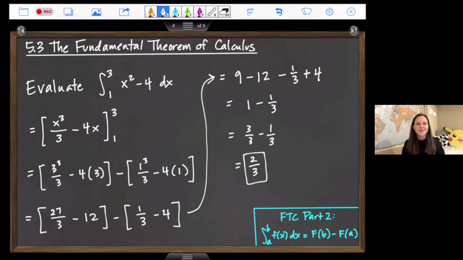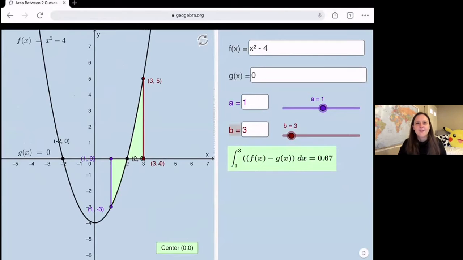All right, let's go check our answer over on the applet. I have our function graphed here, x squared minus 4, and we've shaded the area from 1 to 3, and GeoGebra got the same answer we did, 2/3 is equal to 0.67. And look, there's a fair amount of area here, but remember we have some of it being negative below the x-axis, some of it being positive above the x-axis, and there's a whole lot of that area that's just canceling out.